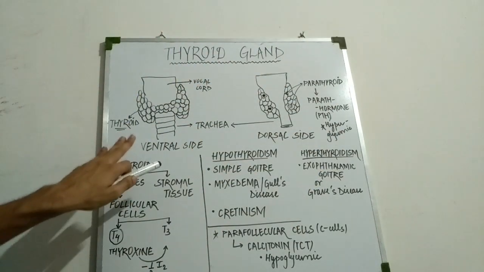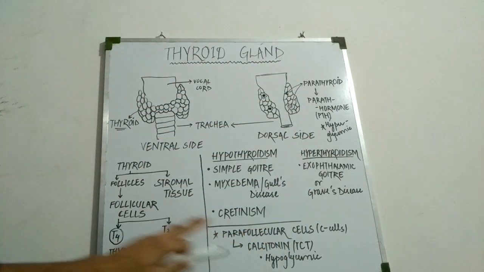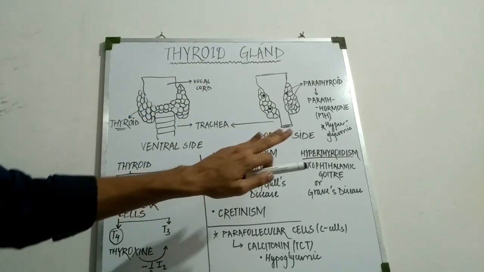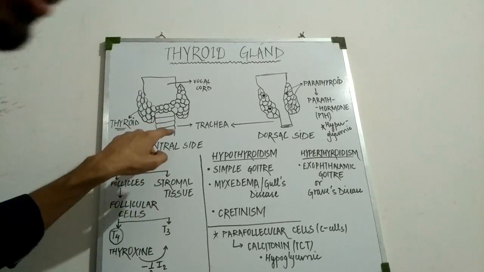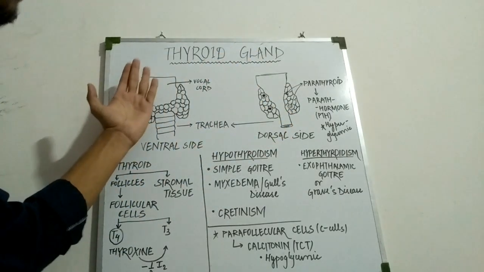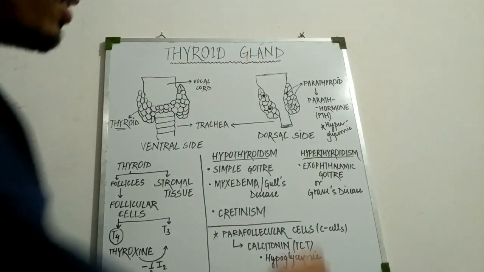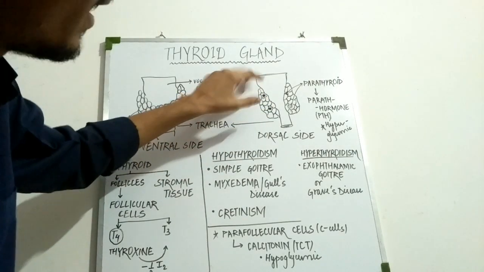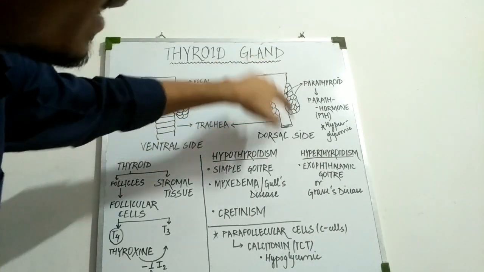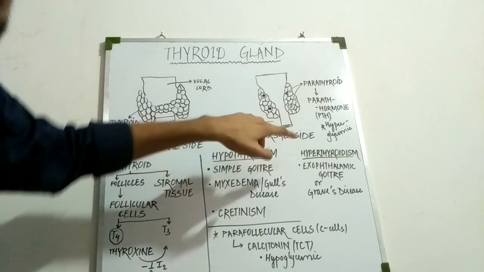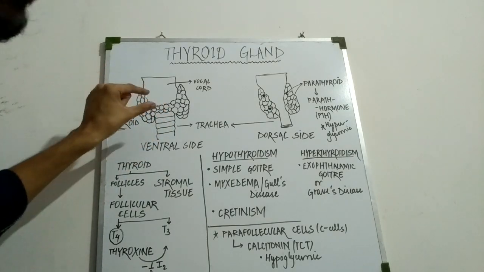This is the basic chart about the thyroid gland, and everything is mentioned on this board, but I'll be explaining everything and how everything is connected. This is the ventral part and this is the dorsal side. If you see somebody from the back, the thyroid lobes are not connected at the back side. Remember, they are never connected at the back side. They are only connected on the front side by a flap of connective tissue, which is known as isthmus.